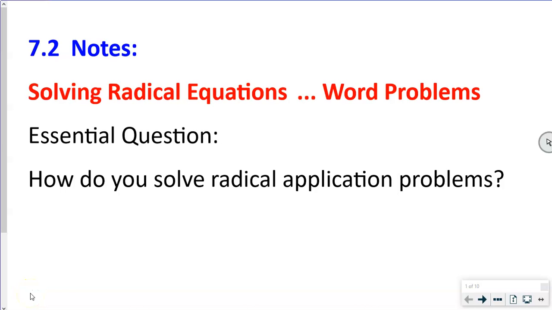So today we're going to solve radical equation word problems. So the question is, how do you solve a radical application problem? Well, we're going to use our formulas to do that.